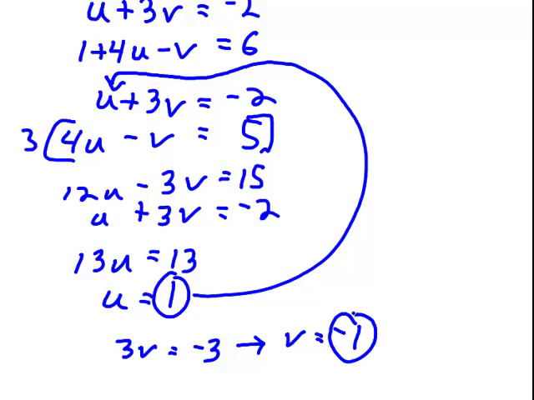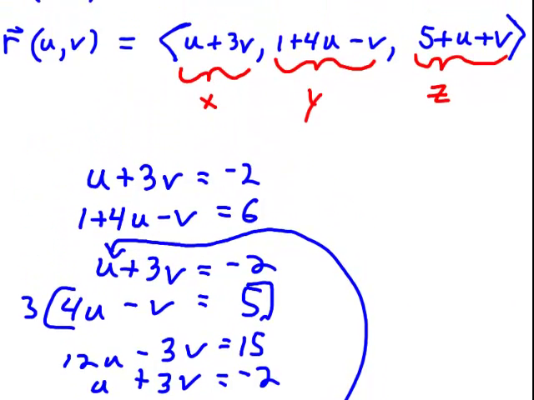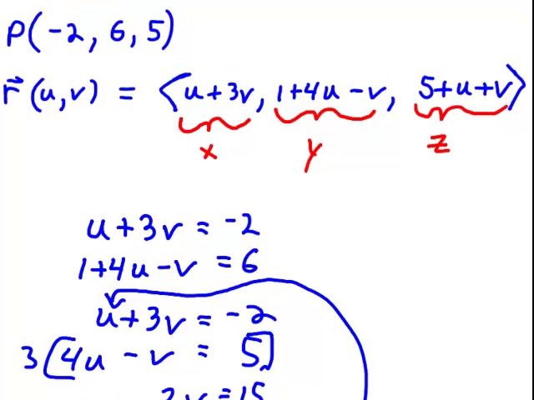So to see if u equals 1 and v equals negative 1 generates that given point P, I have to plug into the third component z. I mean, I know it'll work for the first two components. I have to plug into the third component z and see if I get 5. And if I do, then the answer is yes, P lies on the surface.